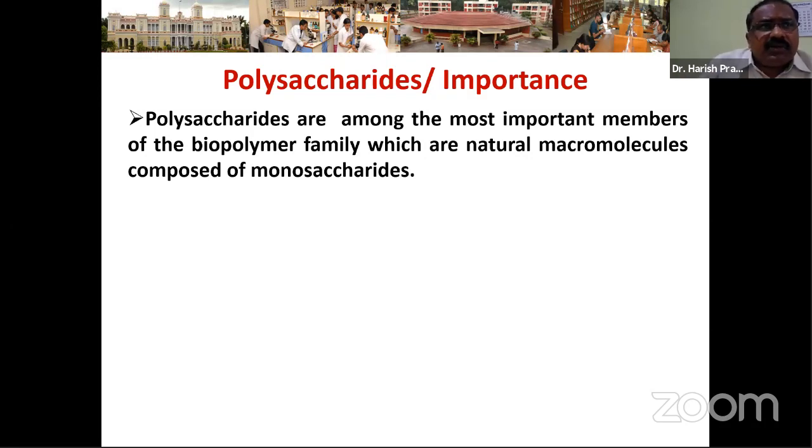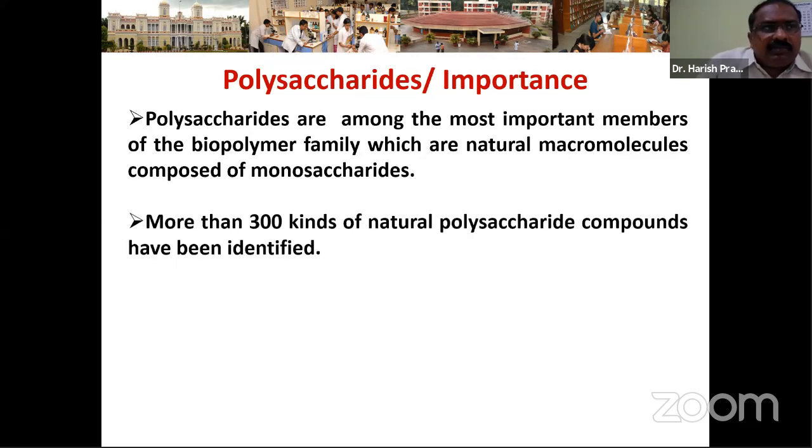If it is the same monosaccharide, like glucose, it leads to amylose. If it is having different ones, like hyaluronic acid and chondroitin sulfate, these are all heteropolysaccharides. So there is a distinction between hetero and homopolysaccharide.